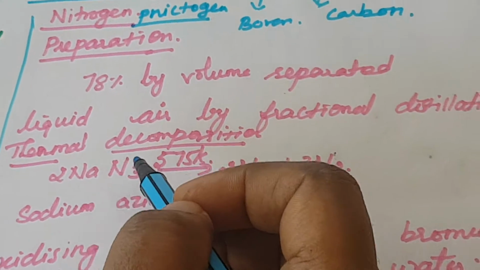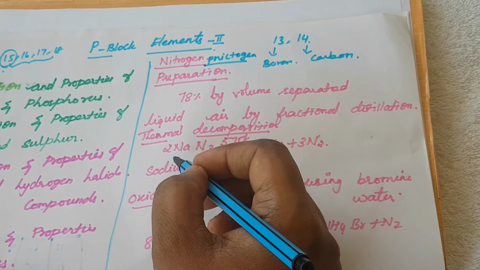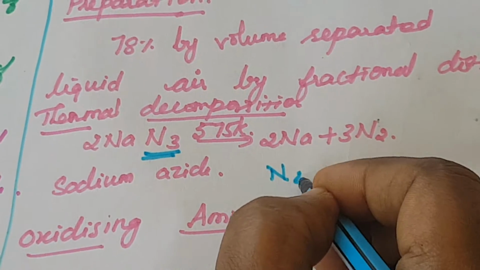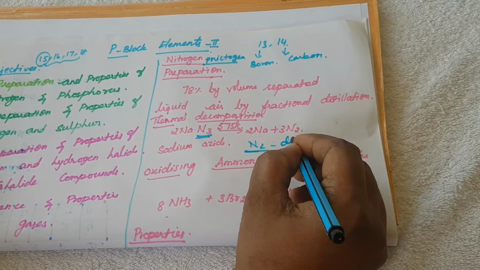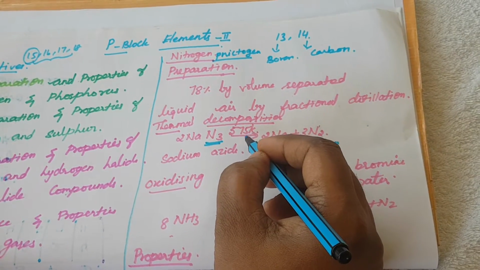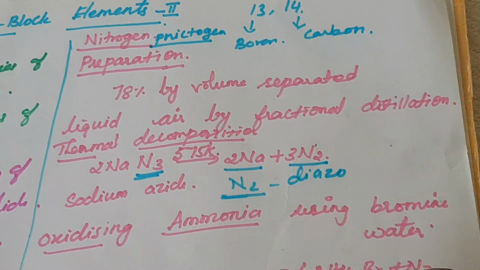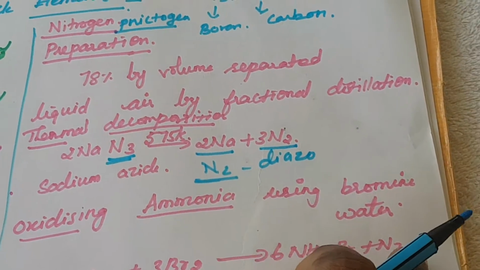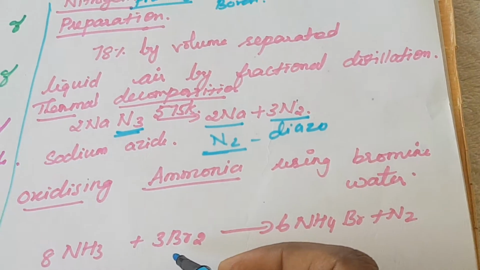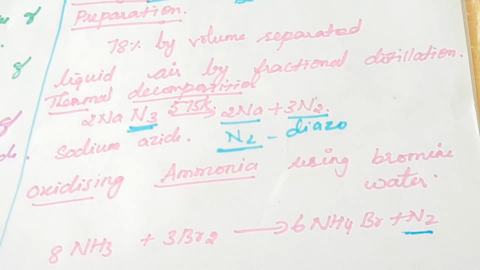The second method is thermal decomposition, which means heating. Sodium azide, the azide compound, we studied last year as the diazo compound, is heated at 575 Kelvin to form sodium metal and nitrogen gas. The next preparation is the oxidation of ammonia using bromine water. Ammonia is oxidized with bromine water to form ammonium bromide and nitrogen gas.